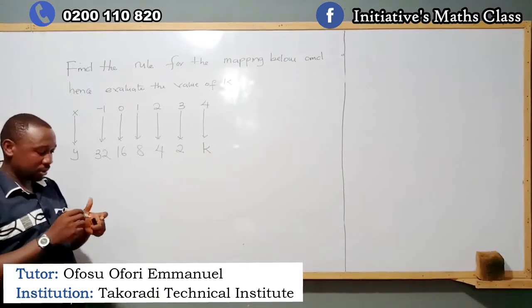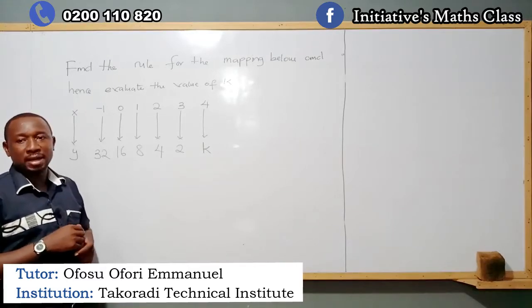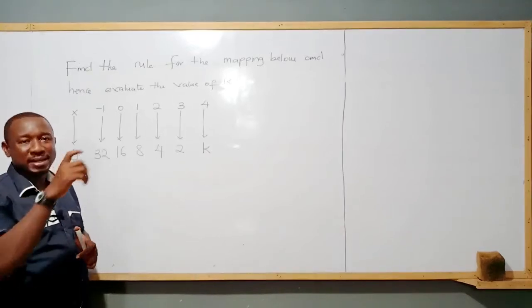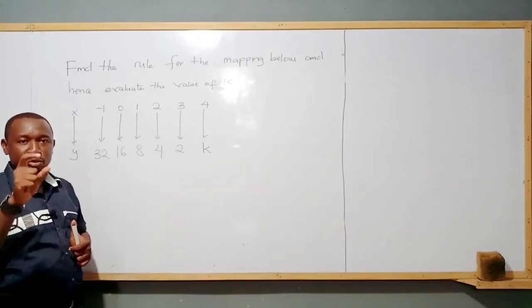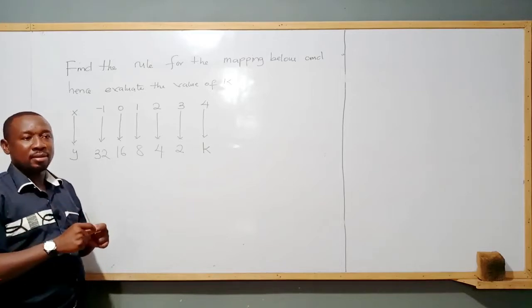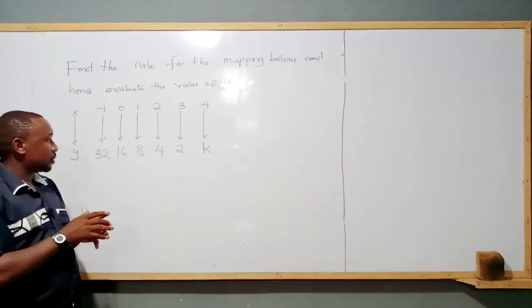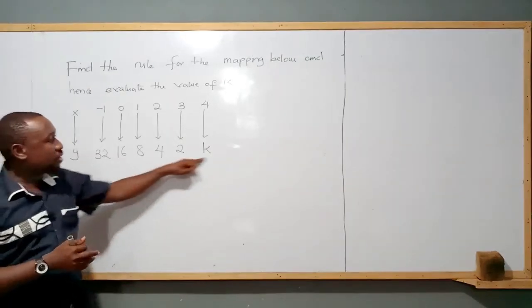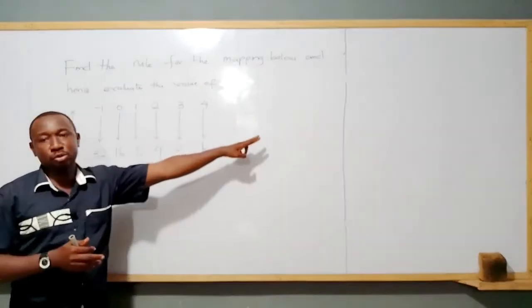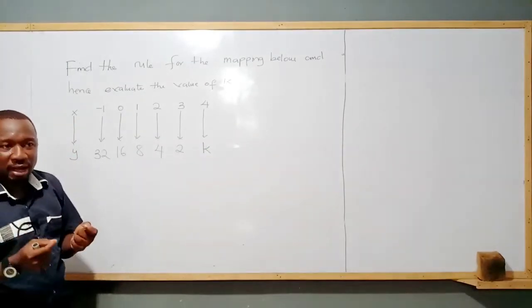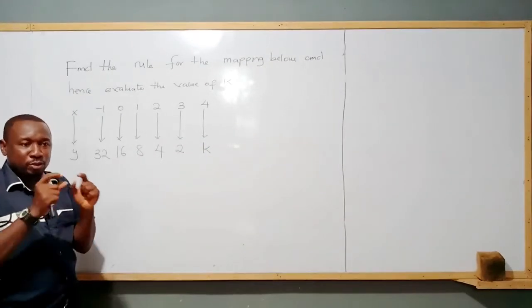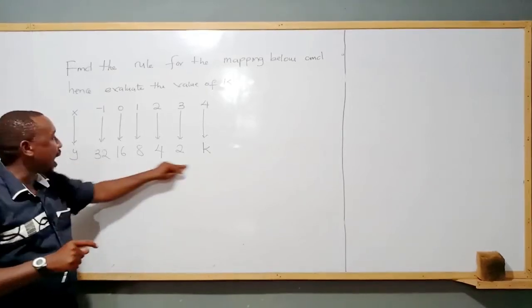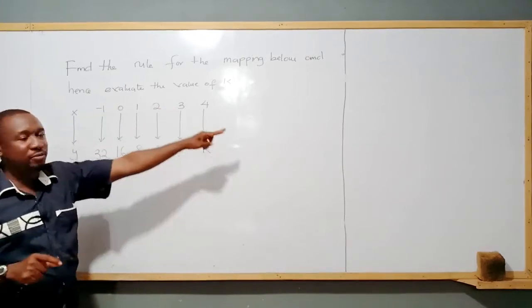Exponential mapping. The idea is to get a rule for the mapping. When we say a rule, we are looking at a mathematical equation that can help us predict the y values given the x values. We are looking at a mathematical equation, an expression, a rule that can help us predict the values of y given the x values.